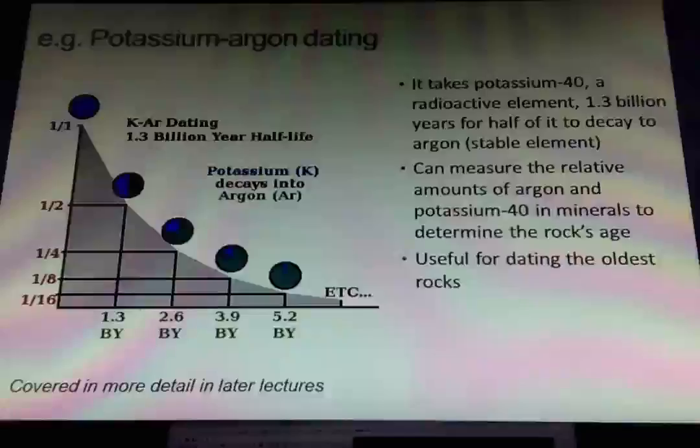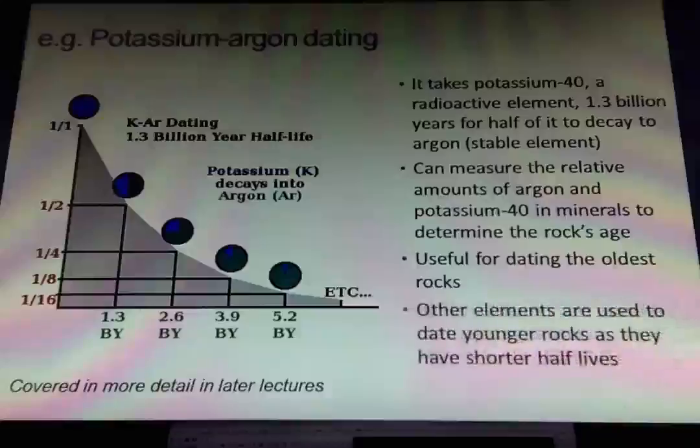Now, it takes 1.3 billion years for half of it to decay. If the rock is younger than 1.3 billion years, it's not a good approach to dating it. So instead, we can use other elements, other radioactive material within rocks, if these rocks are younger, so they have shorter half-lives. 1.3 billion years for potassium-40 to degrade into argon. There are other elements that will degrade in a much shorter time frame.